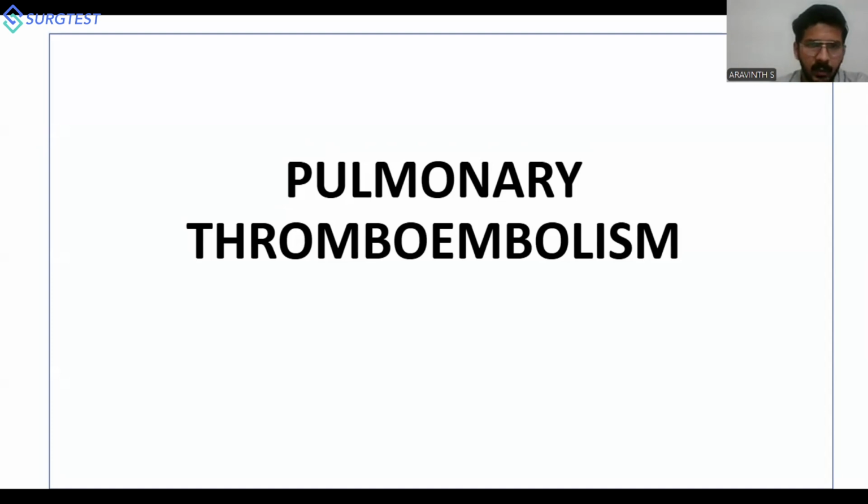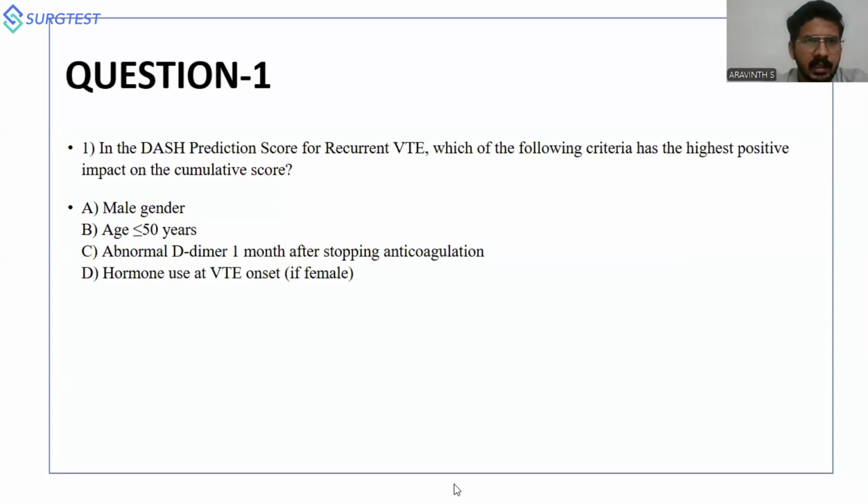Okay, we'll move forward. So the first question: in the DASH prediction score for recurrent VTE, venous thromboembolism, which of the following criteria has the highest positive impact on the cumulative score? A, male gender. B, age less than or equal to 50 years. C, abnormal D dimer 1 month after stopping anticoagulation. D, hormonal use at VTE onset if female.